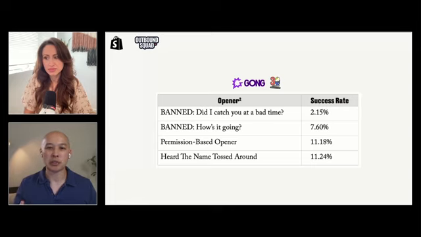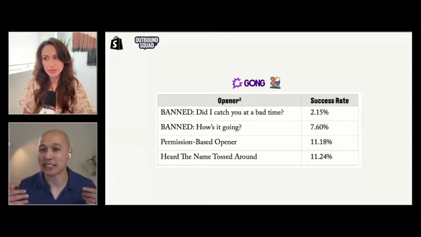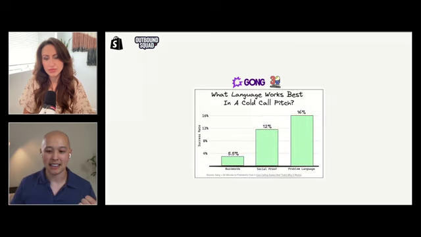A permission-based opener, the philosophy here is this person didn't ask us to pick up the phone and call them. So we're going to get an opt-in. We're going to ask them if they would like to participate in the call. And I'll talk about what to do in a second.